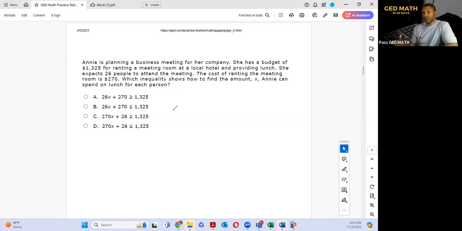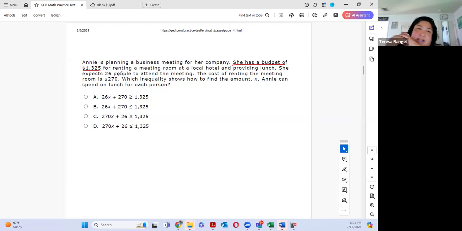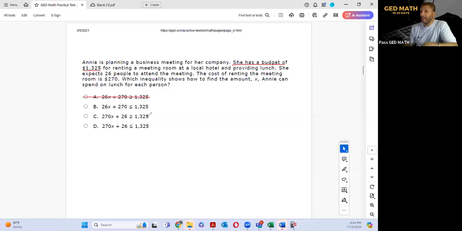So first of all, remember what I told you. You want to identify your givens, right? So she has a budget of 1325. Right away, it's got to be less than or equal to 1325. So I can get rid of A and I can get rid of C right away without doing any work yet. Why? Because what she has to spend has to be less than or equal to 1325.